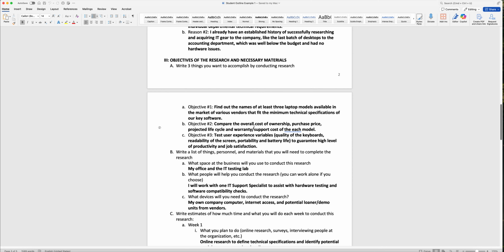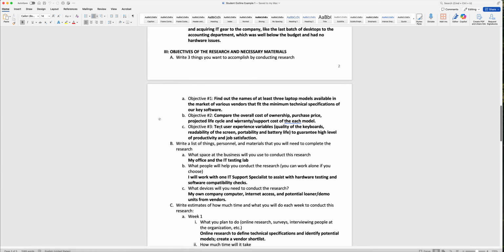Compare the overall cost of ownership, purchase price, projected life cycle, and warranty, okay? And test user experience variables. So quality of the keyboards, readability of the screen, portability, and battery life to guarantee high level of productivity and job satisfaction.